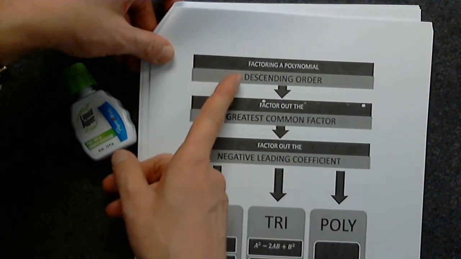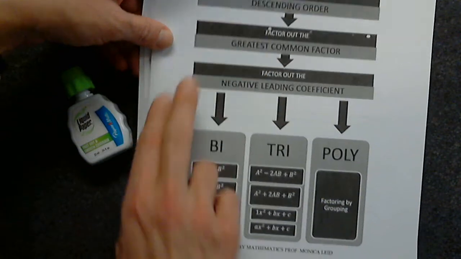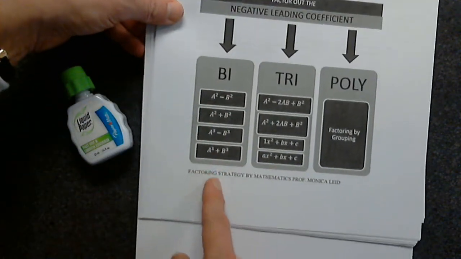What type it is? Descending order, greatest common factor, negative leading coefficient, which can be both at the same time. We already talked about binomials.